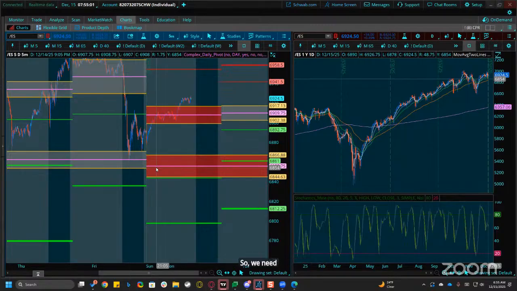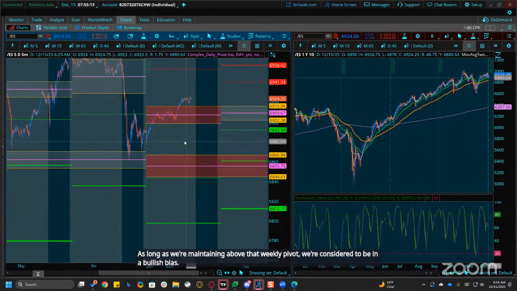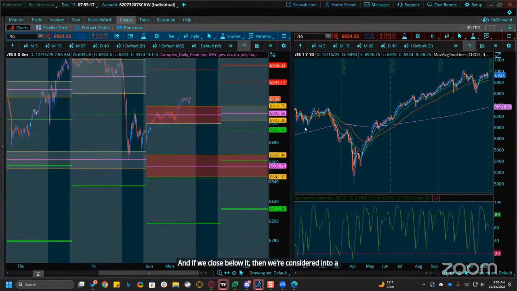So we need to stay above that weekly pivot, close above it at least by the end of the week. We don't want to get a close below it. As long as we're maintaining above that weekly pivot, we're considered to be in a bullish bias. And if we close below it, then we're considered into a bearish bias.